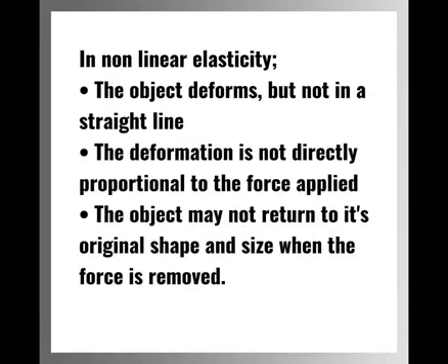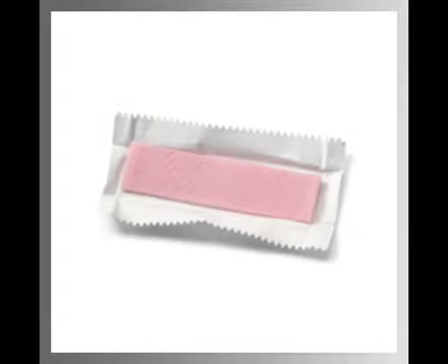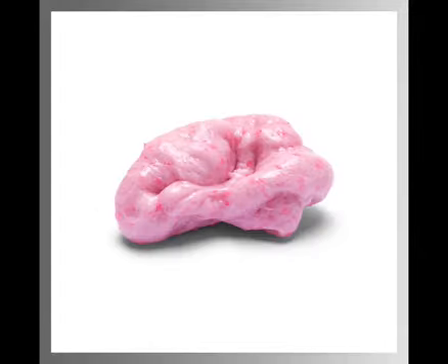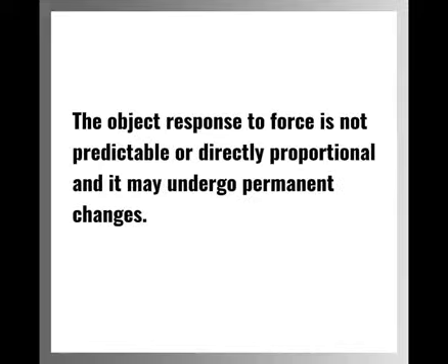In non-linear elasticity, the object deforms but not in a straight line. The deformation is not directly proportional to the force applied. The object may not return to its original shape and size when the force is removed. Using a piece of chewing gum as an example. When you stretch it a little, it returns to its original shape, but when you stretch it too much, it loses its shape and doesn't go back to its original form. That's how non-linear elasticity behaves. The object's response to force is not predictable or directly proportional, and it may undergo permanent changes.